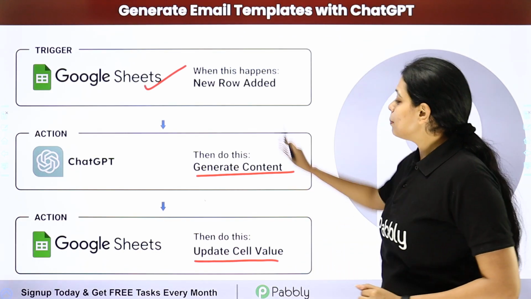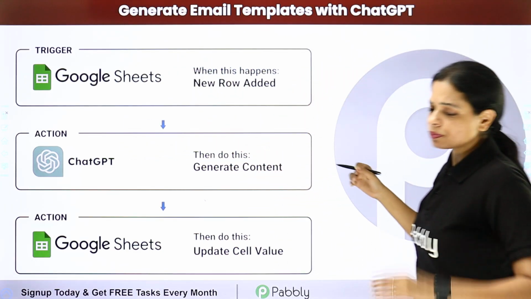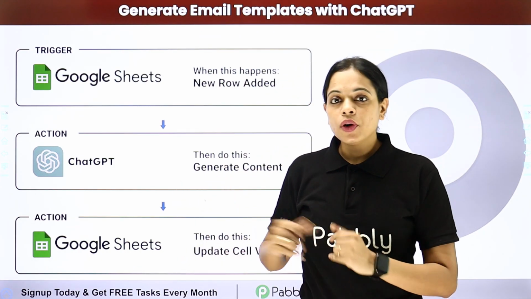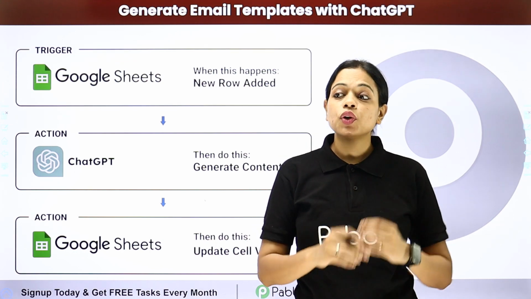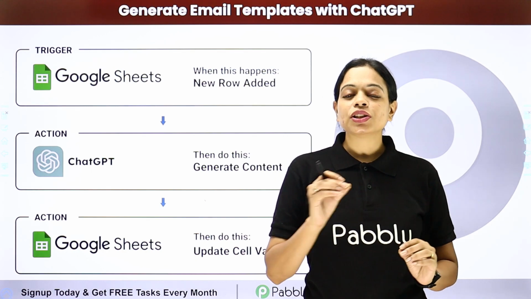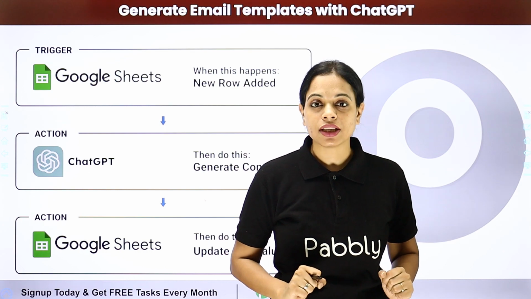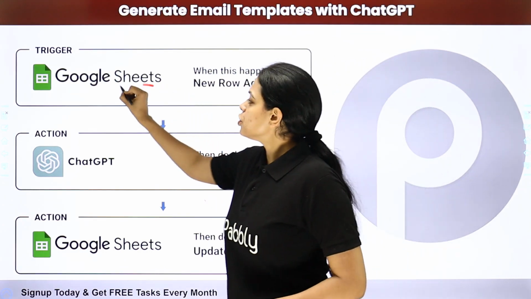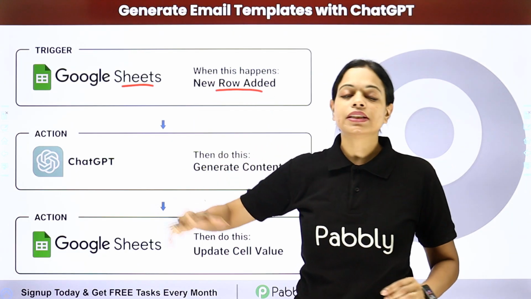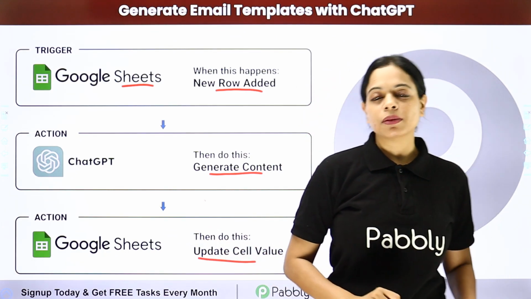And now the last example that we have here is how to generate email templates with ChatGPT. You want to provide a welcome mail to your new employee, or you want to give a resignation mail, or you want to give an appreciation mail, or anything. Now you don't have to write it. Why? Because you're just going to give the prompt, which means the instruction, and everything will be generated in a jiffy. And again here in your Google Sheet or any other spreadsheet, you have a new row added as the title of the template. Then here the content would be generated and finally the cell value will be updated.